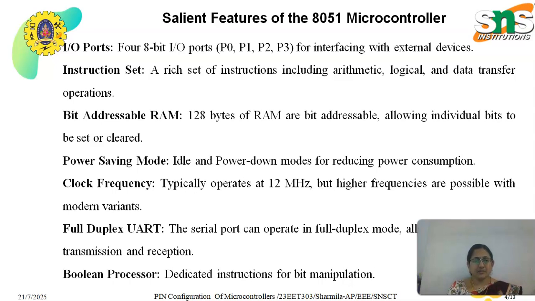And the next one is the power saving mode of the 8051 architecture, the idle and power down modes for reducing power consumption. Coming to clock frequency, the 8051 microcontroller uses a 12 MHz clock frequency, and it works at a baud rate of 9600 baud per second. And it has a full duplex UART. The serial port can operate in full duplex mode, allowing simultaneous transmission and reception. And the Boolean processor has dedicated instructions for bit manipulation.